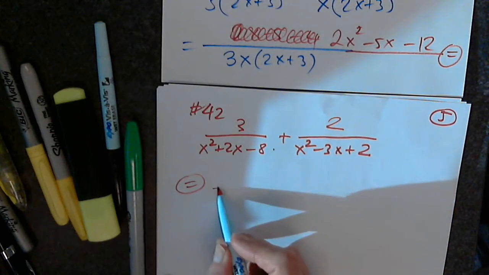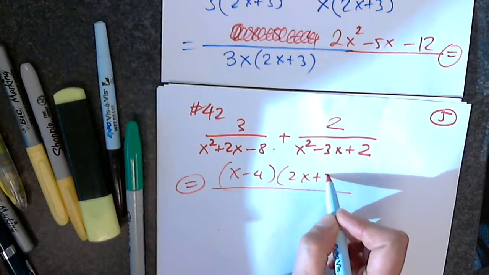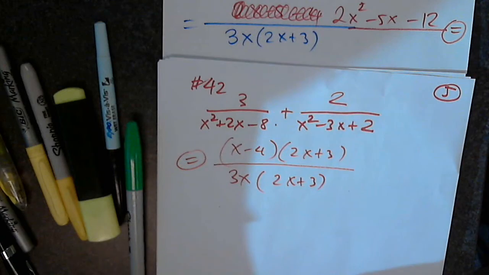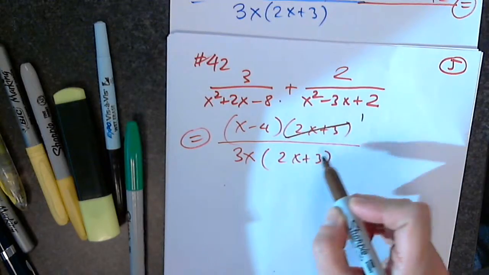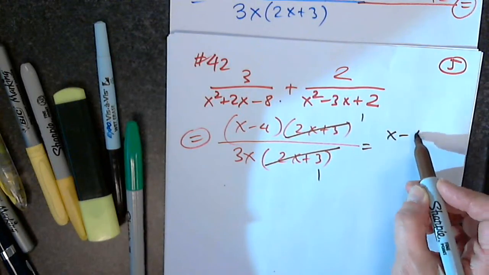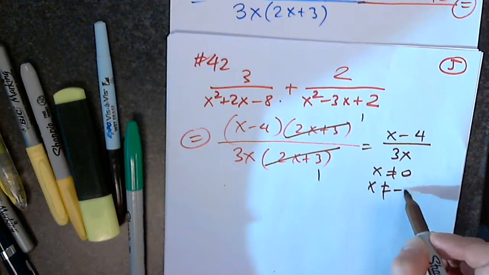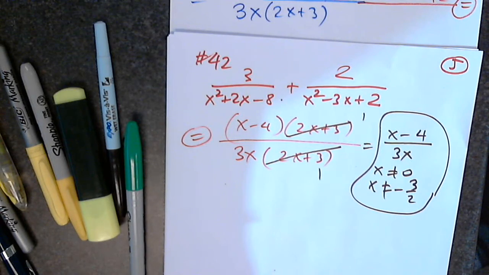X minus 1, very good. We always have to check or try at the end. That makes it very nice because now I see a common factor and the common factor goes away. And what is the common factor that goes away? So the simplified form is x minus 4 over 3x, assuming x is not 0 and x is not -3/2. Very good. Any questions on this?